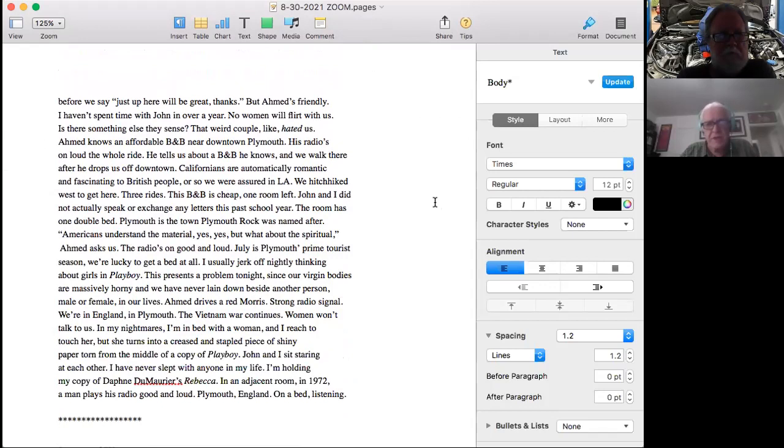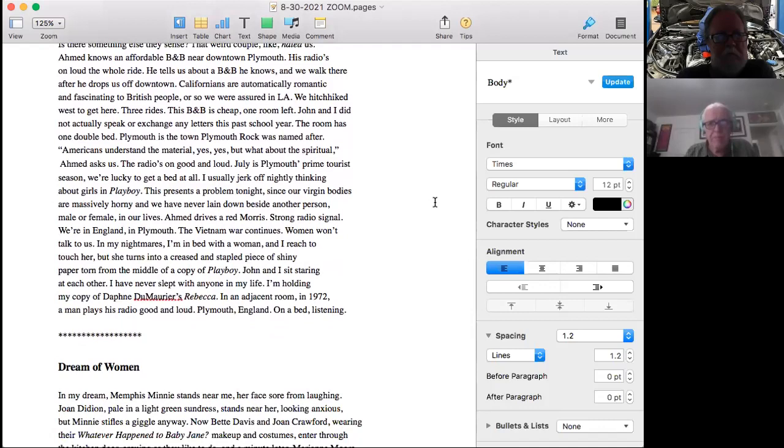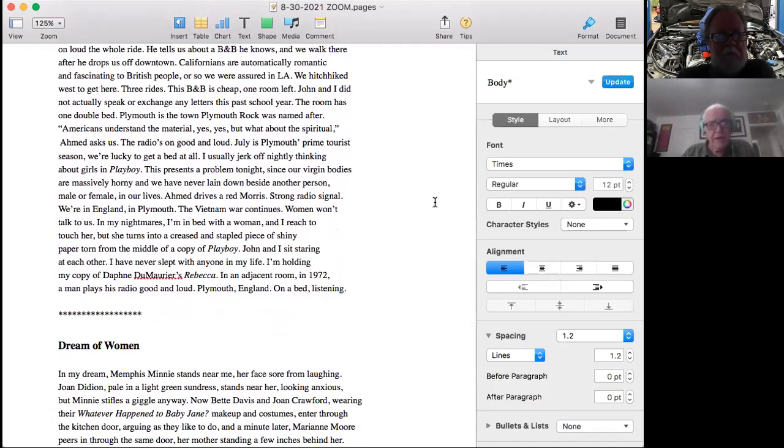One room left. John and I did not actually speak or exchange any letters this past school year. The room has one double bed. Plymouth is the town Plymouth Rock was named after. Americans understand the material, yes, yes, but what about the spiritual? Ahmed asks us. The radio's on good and loud. July is Plymouth's prime tourist season. We're lucky to get a bed at all.